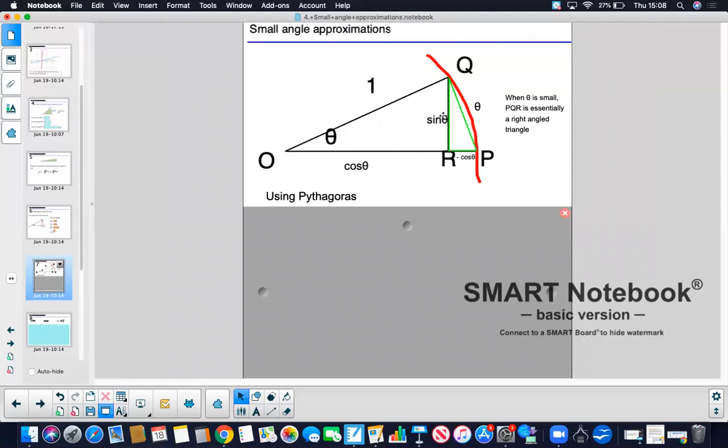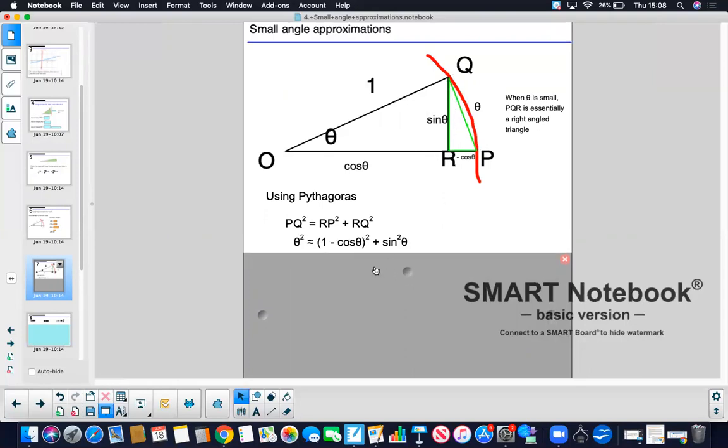And we know that RP was 1 minus cos theta, and QR was sine theta. We just worked all of those out. So we can use Pythagoras on this triangle here. PQ squared is the same as RP squared plus RQ squared, on the right angle triangle, which gives us theta squared equals 1 minus cos theta all squared plus sine squared theta.